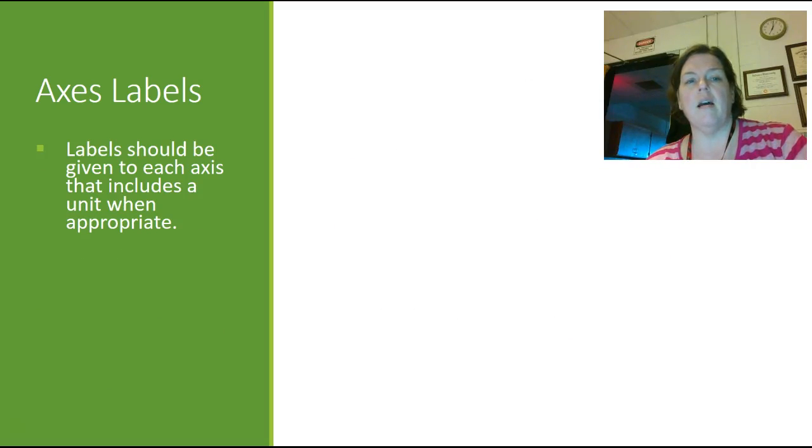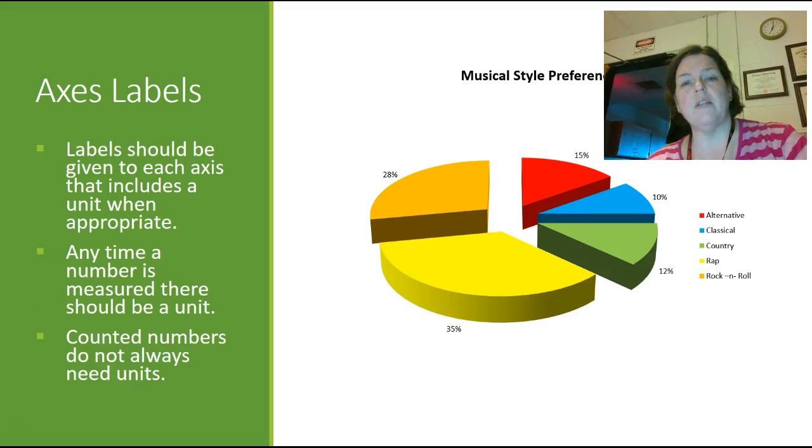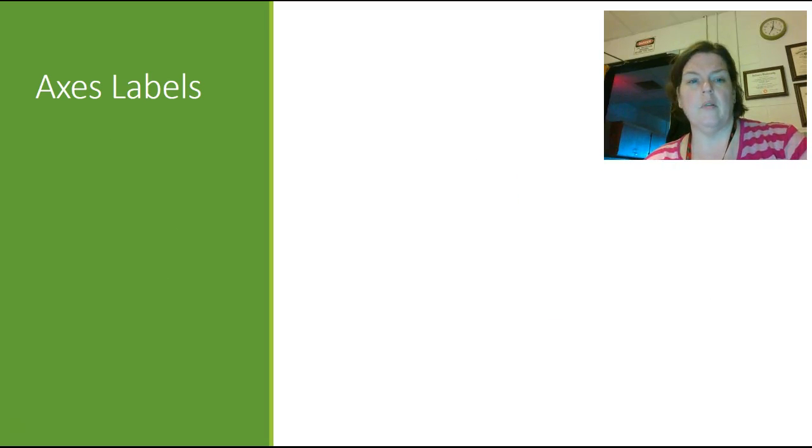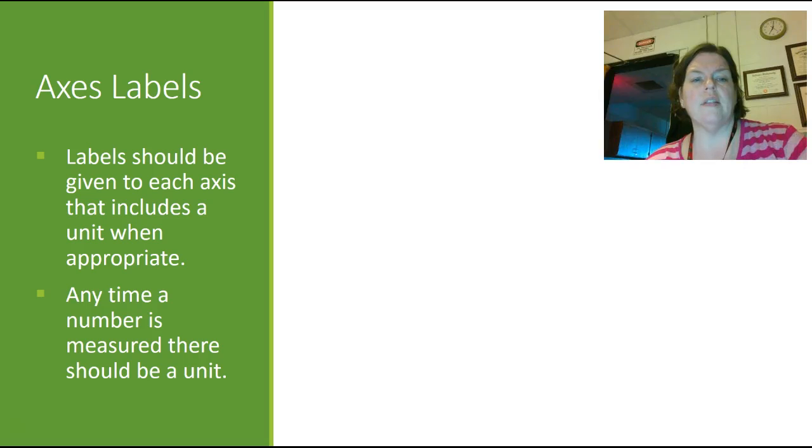Okay, here we have labels as well, but a little bit different for our pie graph. We see we have labels: alternative, classical, country, rap, rock and roll, and then we also have the labels of the percentages. That's a really good idea. It's not necessary all the time because you can see the data, but it's always a good idea to represent it that way.